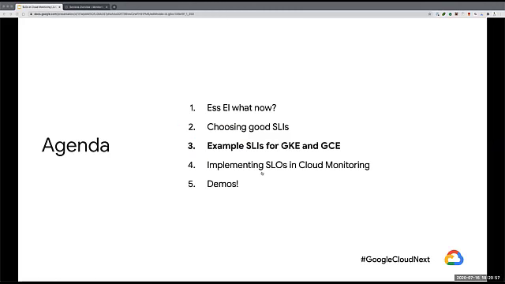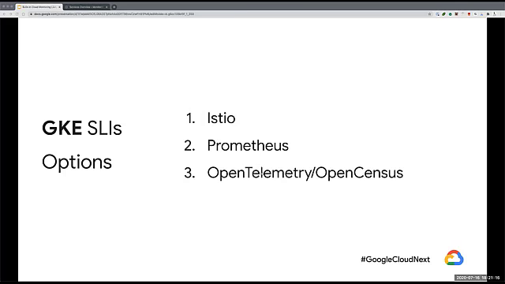So now let's talk about some specific examples. I'm going to talk basically about 2 different services. We're going to talk about services running on Kubernetes, specifically in Google Kubernetes Engine, and services running on virtual machines, specifically in Compute Engine. In Google Kubernetes Engine, you have 3 easy options for SLIs, or service level indicators. You have Istio, you have Prometheus, and you have custom metric instrumentation with OpenTelemetry or OpenCensus.